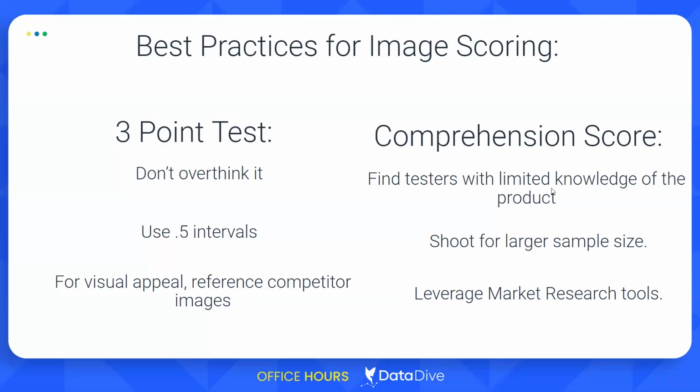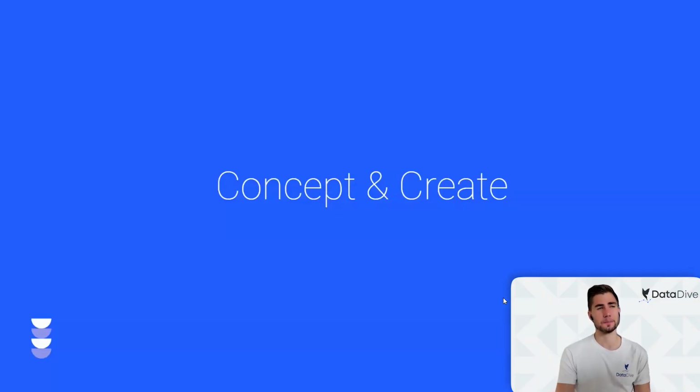For the comprehension score, find people that have ideally no knowledge of the product. So if you're using your internal team, brand managers that don't handle that product would be better. Ideally, this should be random people. Shoot for a larger sample size. Like I said, in my example, I just brought in my girlfriend. If you can get like 5 people, I think that's better. But the last point on here is if you have the budget for it, just leverage market research tools and they can really speed up that process.